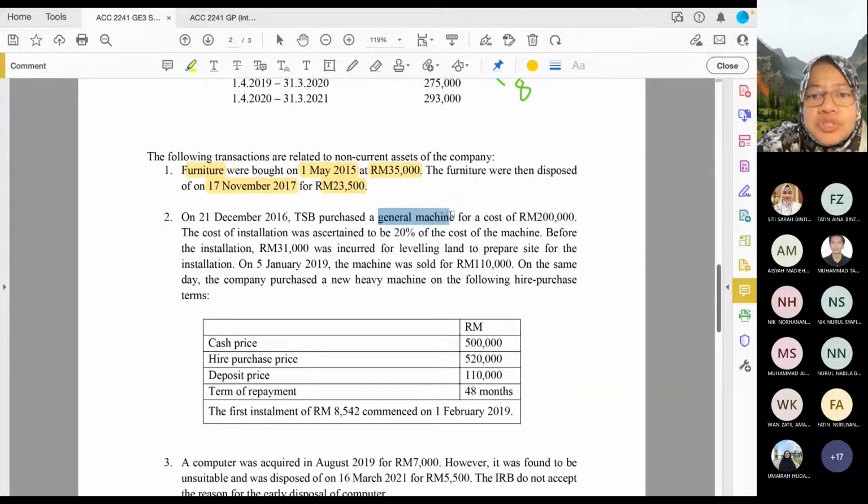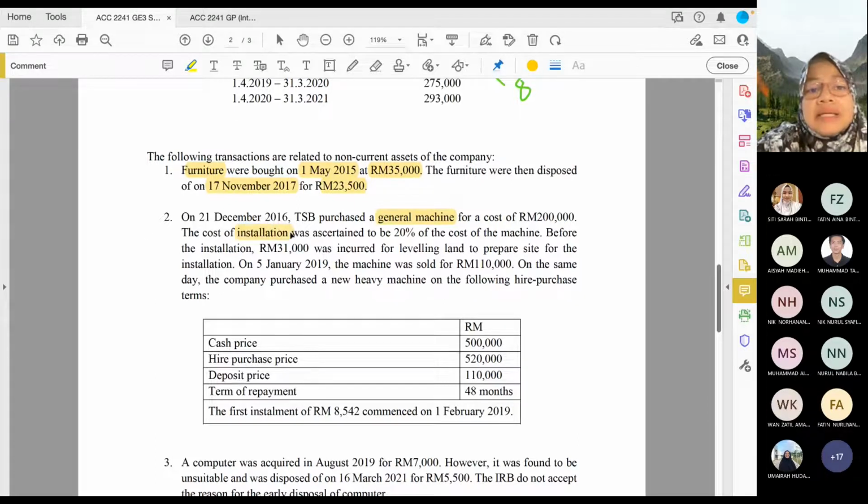Yeah, so whenever you have a machine, you highlight whether it is a normal machine, a general machine, or a heavy machine. Because if it is a general machine, the IA and AA is 20% and 14%. But if it's a heavy machine, that is 20%. So you purchase a machine that costs you 200,000, and then you incurred installation cost.